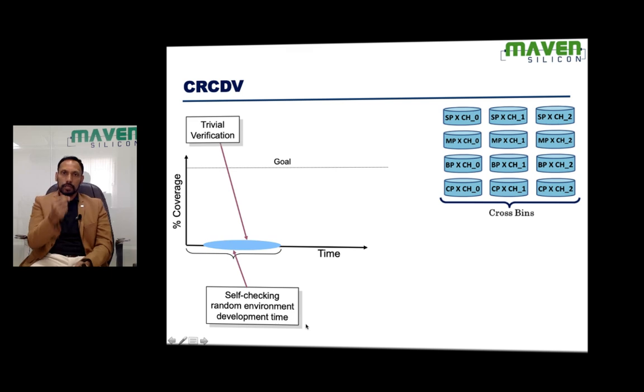We need to generate some stimulus for the environment itself, and then verify thoroughly whether the environment works fine with one small packet. That's called trivial verification.